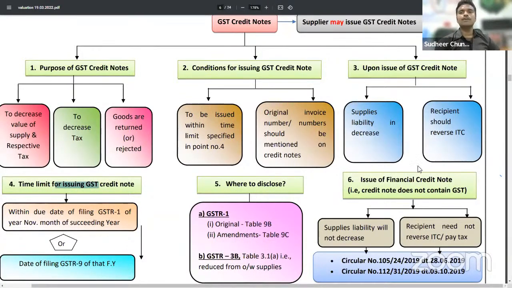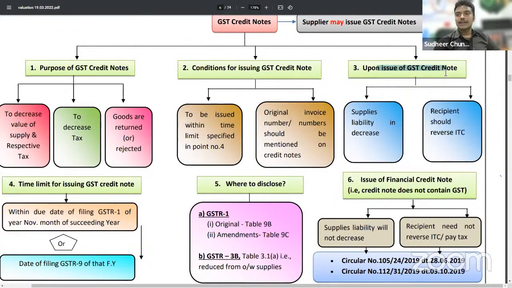Sir, once the credit note is issued, the supplier's liability will decrease because he has paid higher tax earlier. Now the value is being reduced. When value reduces, tax also will get reduced. So upon issue of a GST credit note, the supplier's liability will decrease automatically. The recipient also should reverse the ITC. Since the supplier is reducing his value and paying taxes, the recipient, on the original invoice, might have claimed higher ITC. Now since a credit note is issued, the recipient should reverse the ITC.